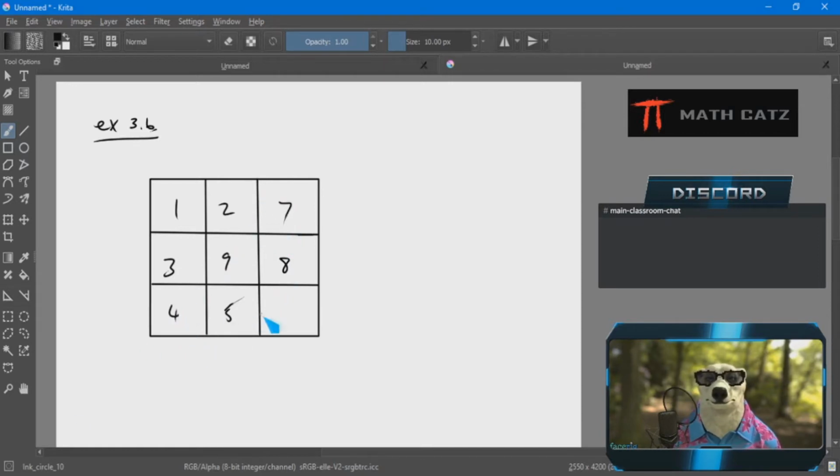7, 4, 6 is missing. There we go. Do I just randomly fill it in and hope for the best? Well, if you're extremely lucky, go for it. But now I see that if I add these up, I get a 10. If I add these up, oh no, that's 20, isn't it? Add these up, that's 15. So that's not the right answer. They need to all add up to the same thing.